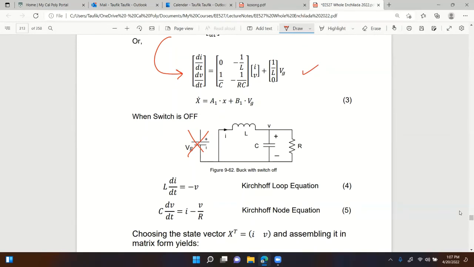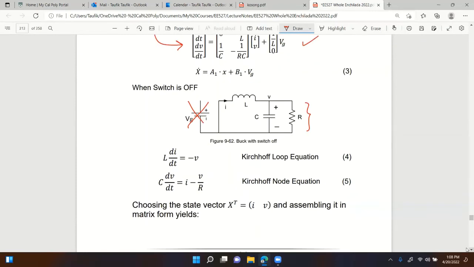No input, and there is still output over here, right? Okay. So what kind of state space equation can we get from the second state when the switch is off? Well, we can do the same thing, KVL and KCL, right?